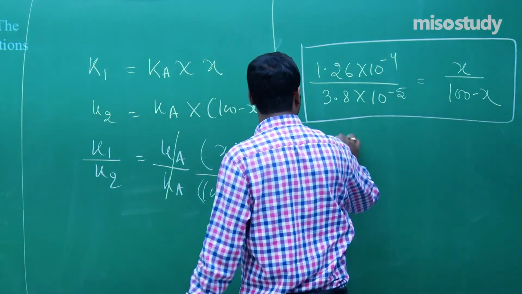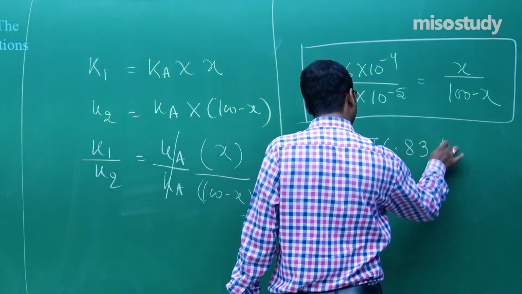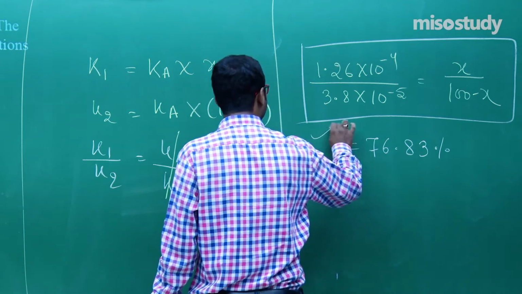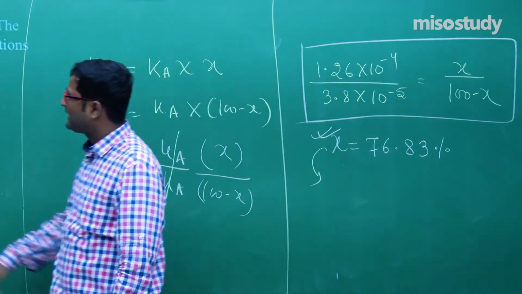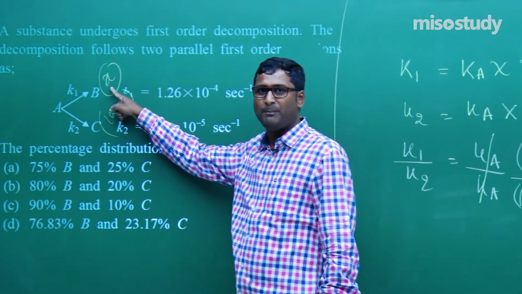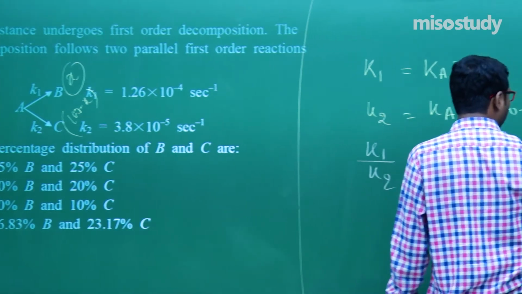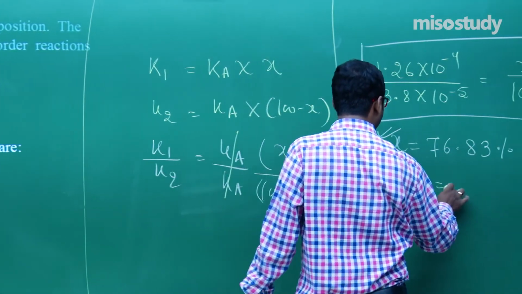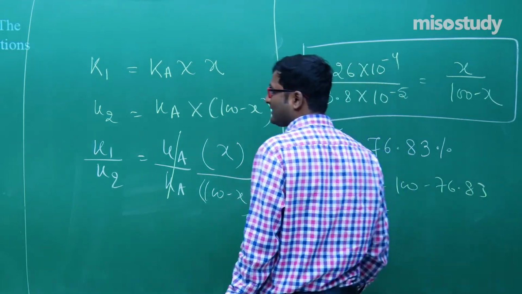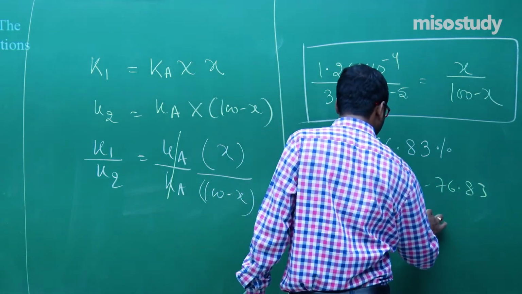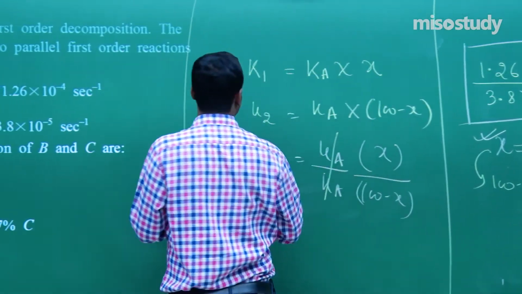The value of X is around 76.83, and that is the percentage distribution of B, because we have taken the percentage distribution of B as X and the percentage distribution of C as 100 minus X. So 100 minus X will be 100 minus 76.83, which is 23.17. This is one of the best expressions.